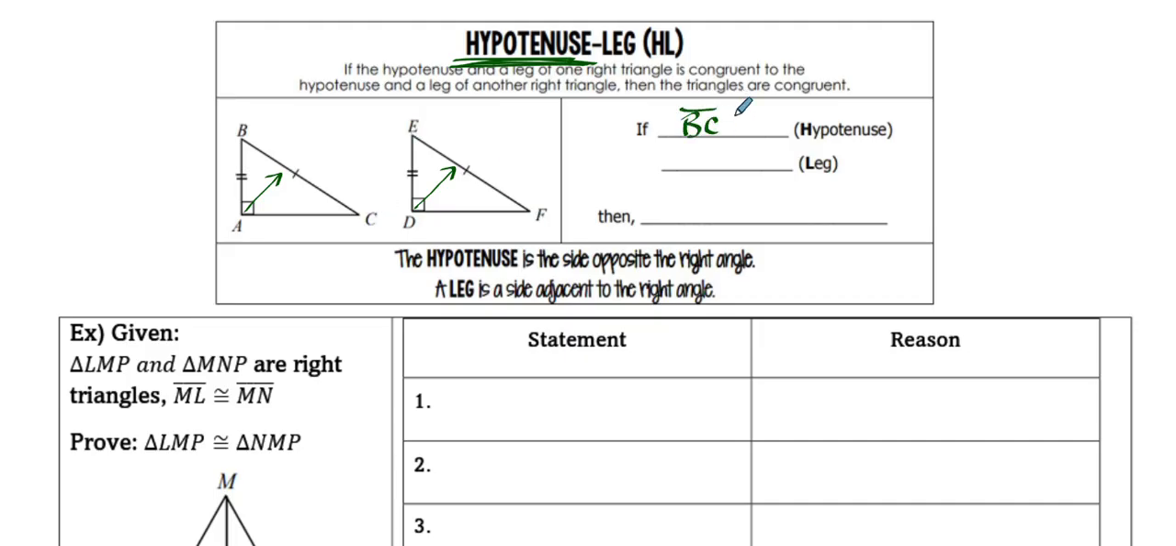So that's BC. It's congruent to EF. And then the leg is either of these two sides. It could be AC is congruent to DF. Here we just happen to choose that AB is congruent to DE. So once again, ABC is congruent to DEF.